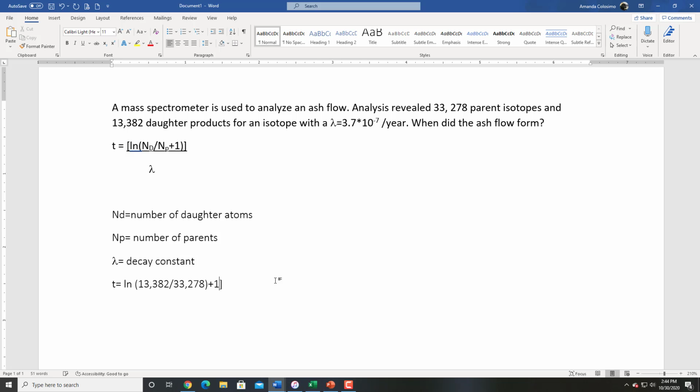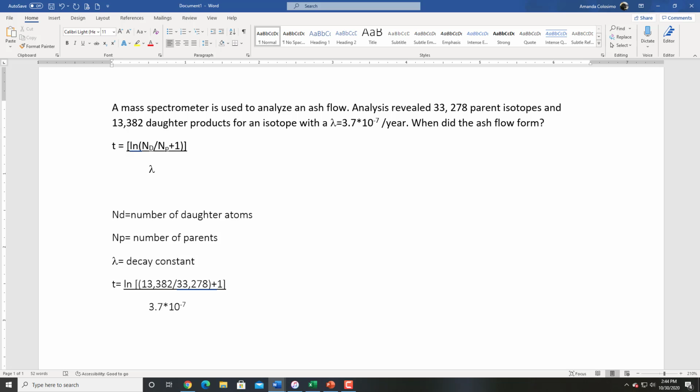And then this is the number that I'm going to take the natural log of. And then I'm going to divide all of this by my decay constant, which is 3.7 times 10 to the negative 7 per year. And I'm going to just make this a superscript. Okay. So if I were to type out this formula and put in numbers, that's what I would put in first.